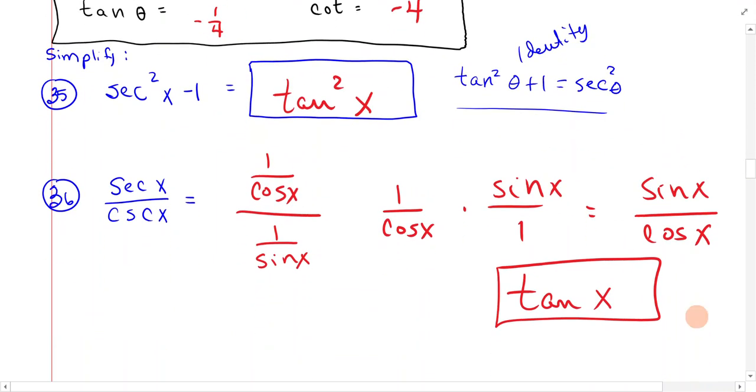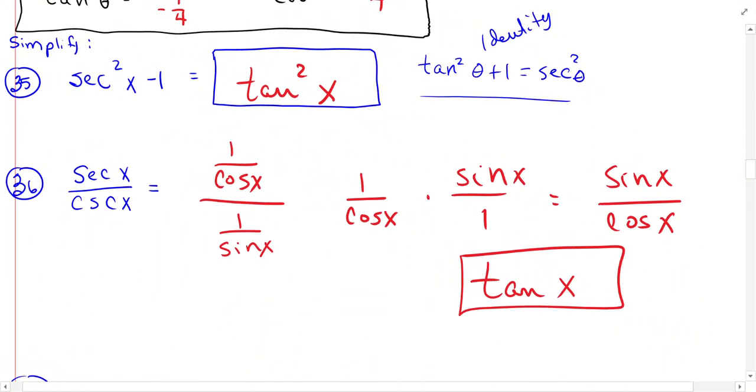For 36, what you want to do is try to change everything you can into sines and cosines. Well, secant x is 1 over cosine x. Cosecant x is 1 over sine x. This is a division, so we're going to flip this one and multiply. So now we've got sine x over cosine x, which again simplifies to tan x. And while these won't seem really easy at the beginning, the more you do, the better you'll get at them.